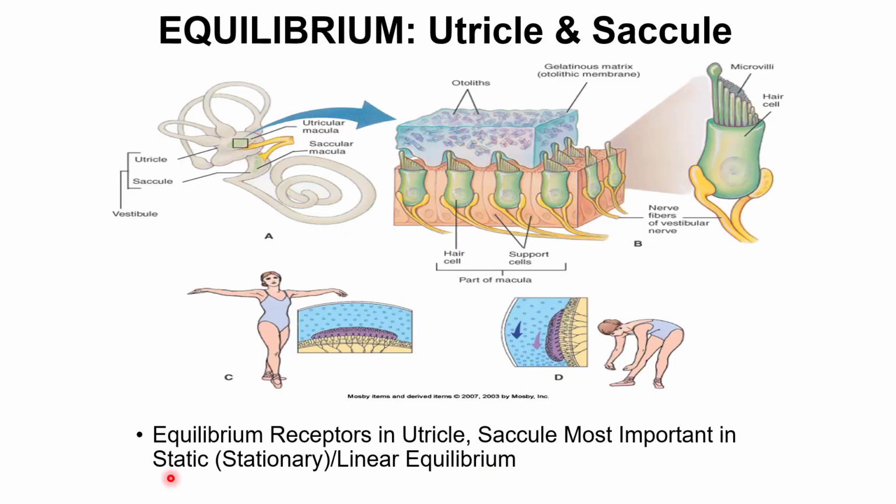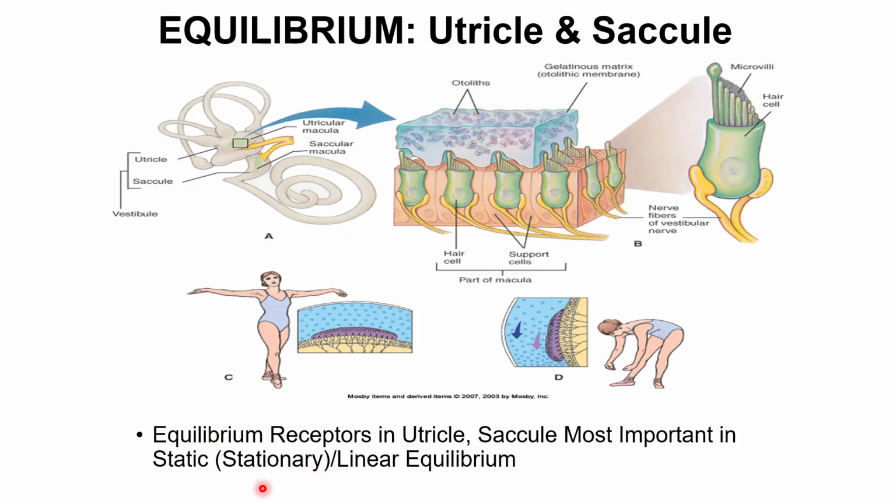The equilibrium receptors are present in the utricle and saccule. You must have already seen this. Here is the utricular macula and here is the saccular macula. This is a semicircular canal, and here at the ampulla are the receptors. The utricle and saccule eventually sense these changes, so they are most important.